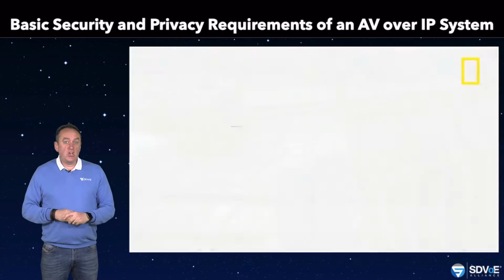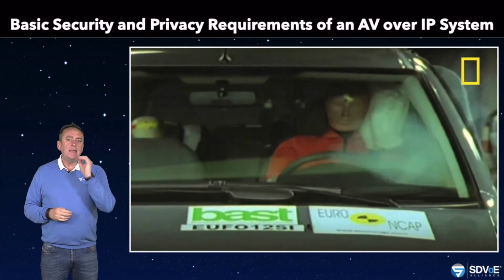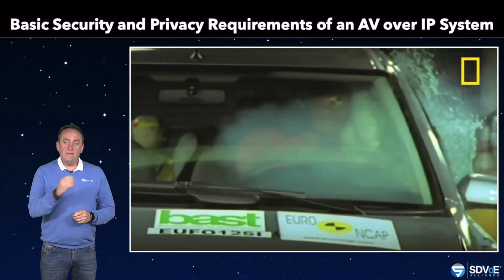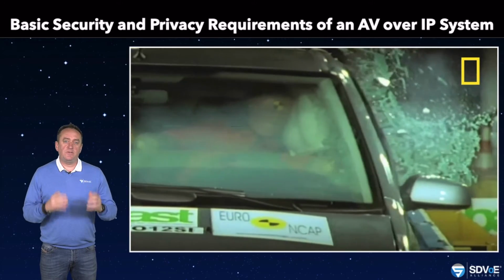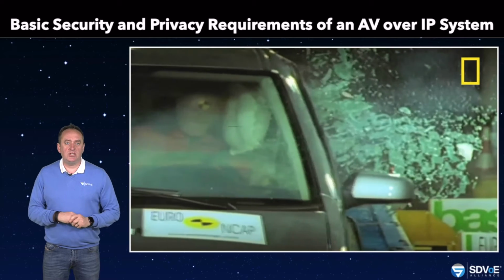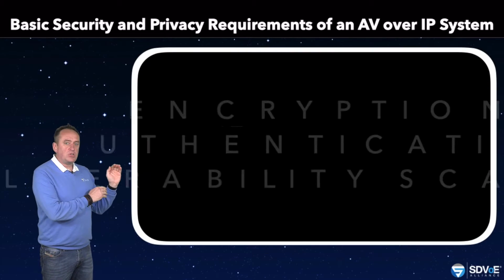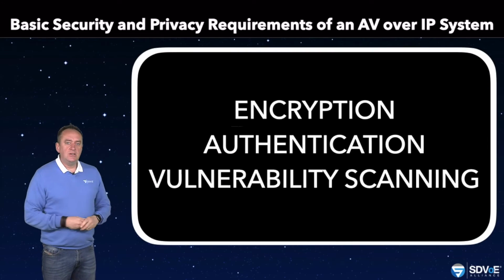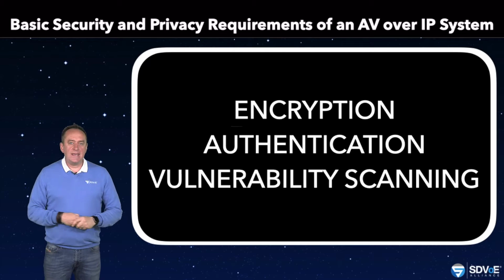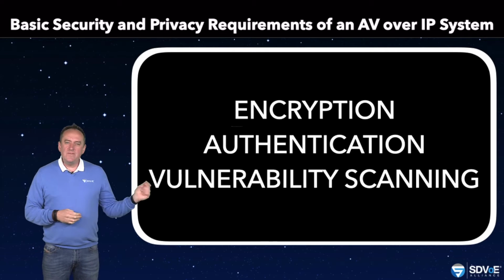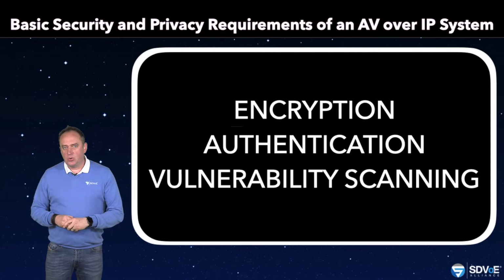Before any other features are considered, it's completely non-negotiable that your AV over IP system has the following 3 security measures in place: encryption, authentication, and vulnerability scanning. Without any of these, your AV and control data is wide open to theft.